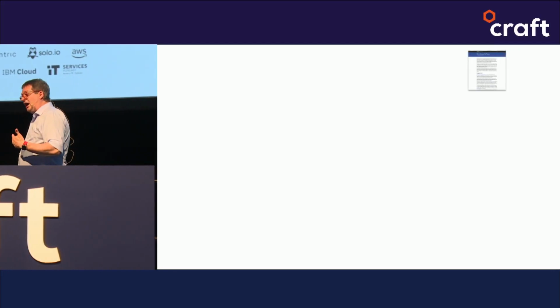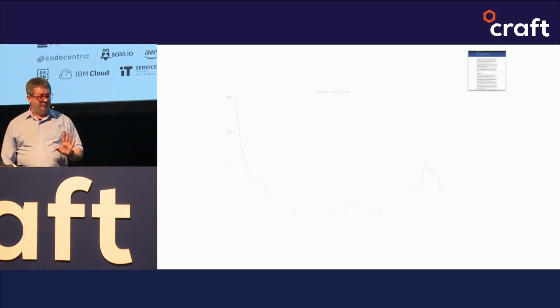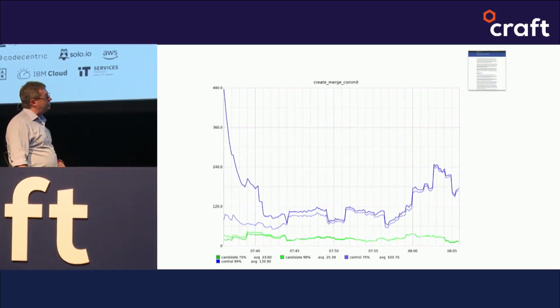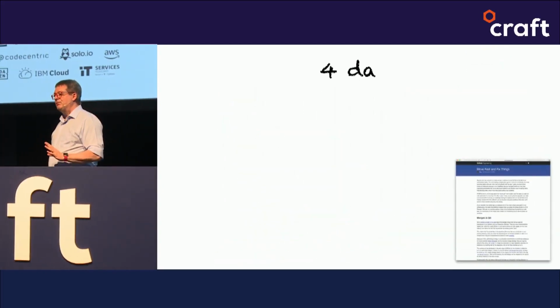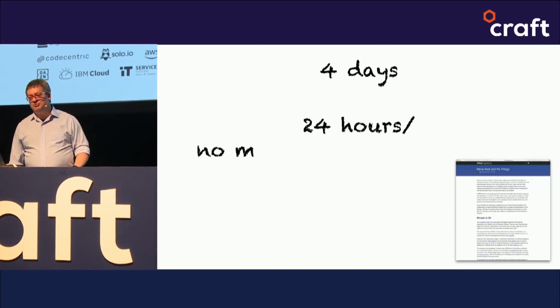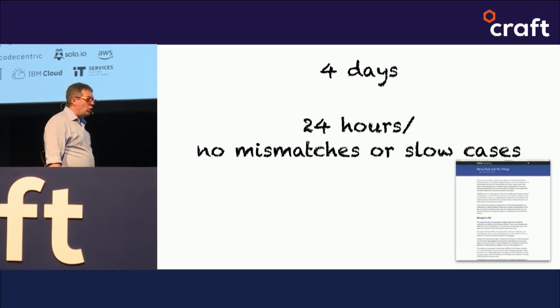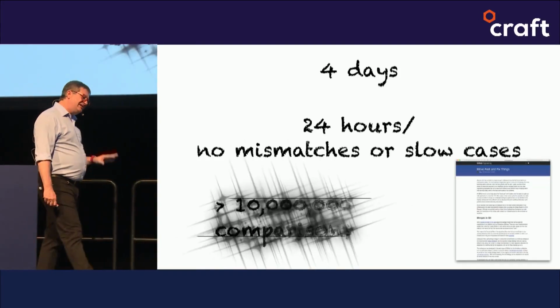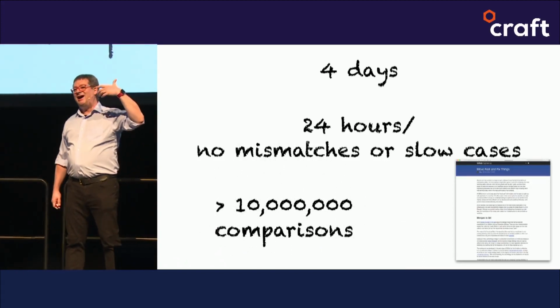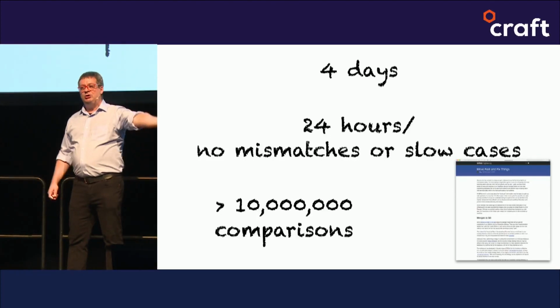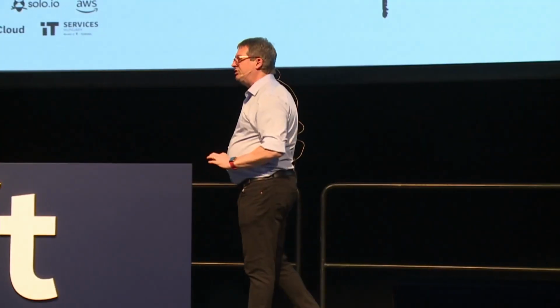Here's the performance graph, and the green line is the better performance for the new solution, which is what they wanted. They ran this experiment for 4 days until they had 24 hours with no mismatches or slow cases. Over the course of those 4 days, they did more than 10 million comparisons between old and new, so they had really high confidence when they left that new code in place that it was doing exactly what they wanted.